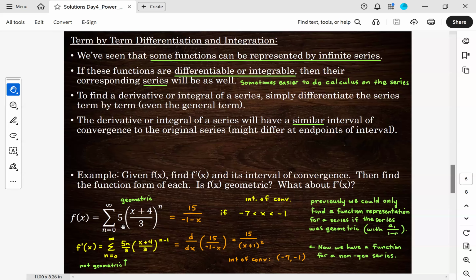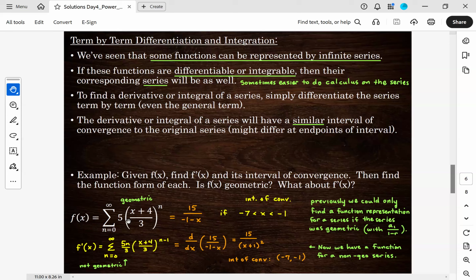Okay, let's look at an example. I'm pulling in the same example we already started on a previous page. We already established that this series is geometric. Here I'm going to give it a name, like we would name a function f of x, and we already established that it's equal to 15 over negative 1 minus x as long as you live between negative 7 and negative 1 for x. Okay. Well, we're going to find the derivative of all of this. We're going to find an f prime, and I'm going to take the derivative of both variations of f.